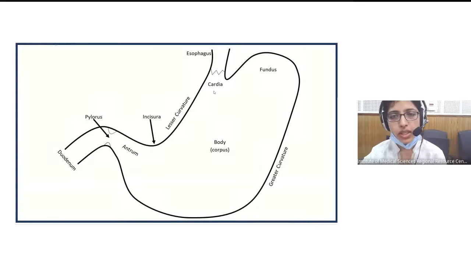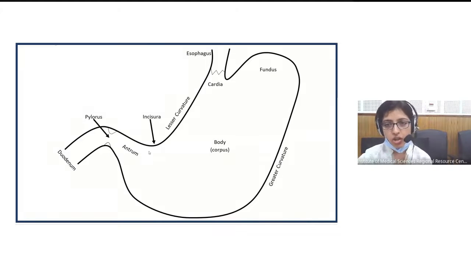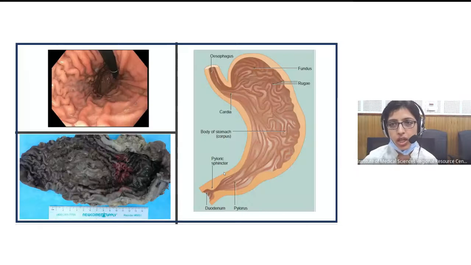Now the gastric mucosa shows variation even in these different anatomical regions. The gastric type mucosal glands are found mainly in the fundus and the body region of the stomach, while in the antrum we have primarily the mucus cells, and the gastric glands are not seen. Now, what are these gastric glands? What are they composed of? We will be seeing subsequently.